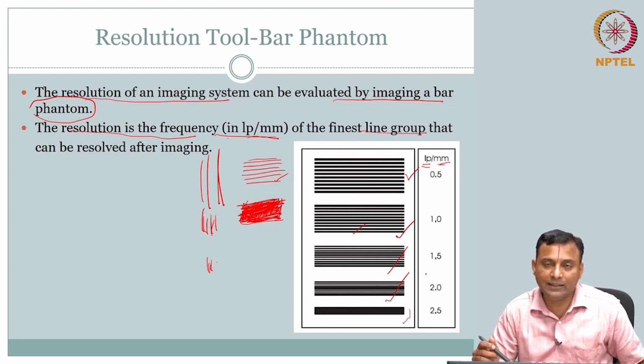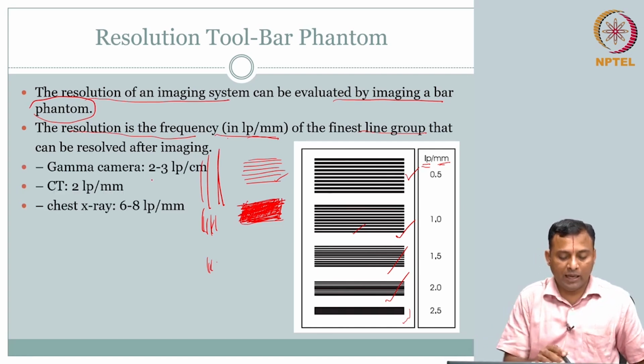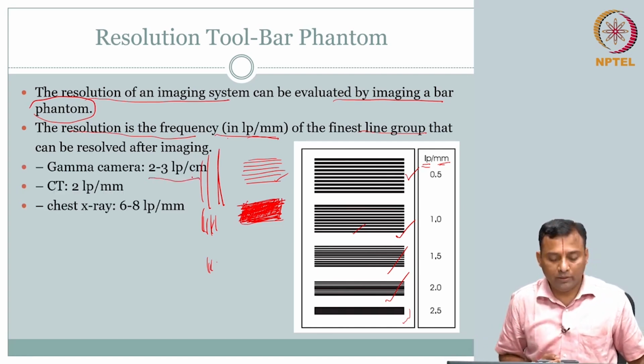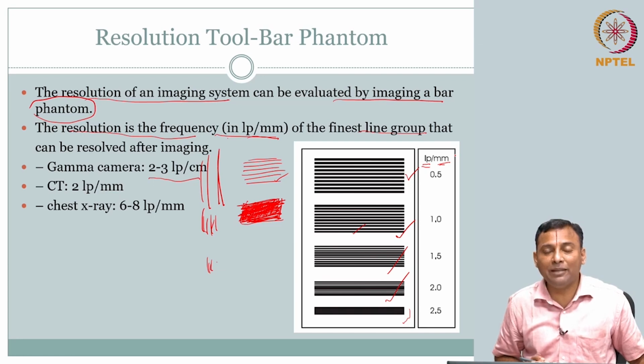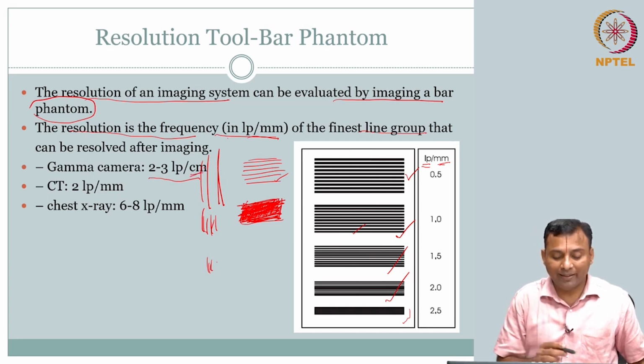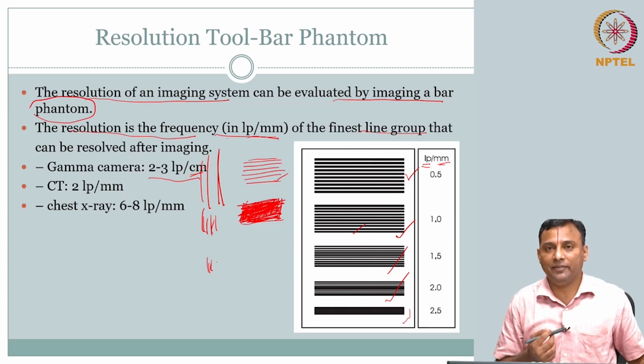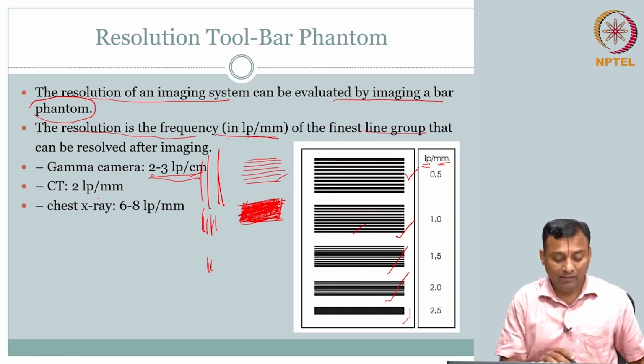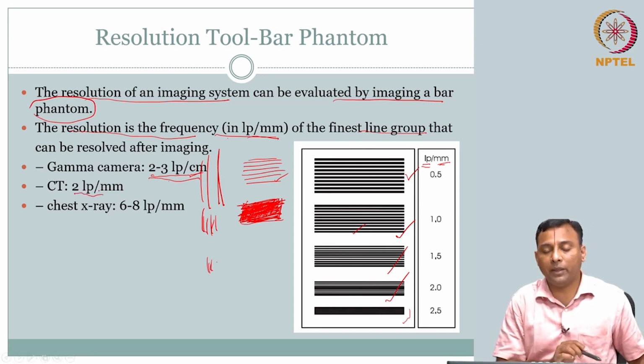If you see this through different imaging systems, what are the typical numbers we get? If it is gamma camera, you get 2 to 3 line pairs per centimeter. This is in millimeter, 2 to 3 line pairs per centimeter. So gamma is what? Your PET, positron emission tomography. We had one color image that we saw. That is PET. You can see how lousy, 2 to 3 line pairs per centimeter, whereas CT it is 2 line pairs per millimeter.